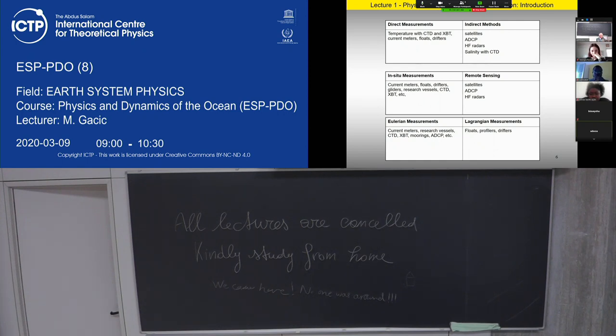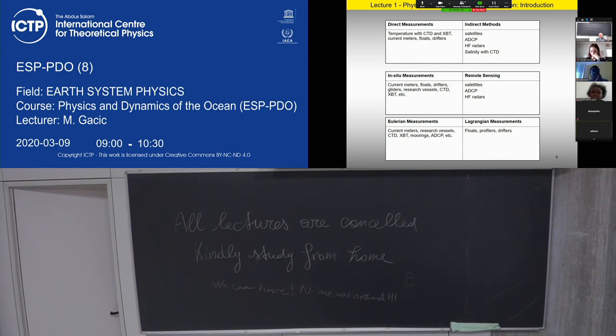Eulerian measurements are the measurements where we use the fixed current meters, research vessels, fixed CTD, XBT, moorings, and ADCP. So that means that we are fixed at a certain point, and we measure at that point the temporal evolution of the salinity, temperature, and currents.